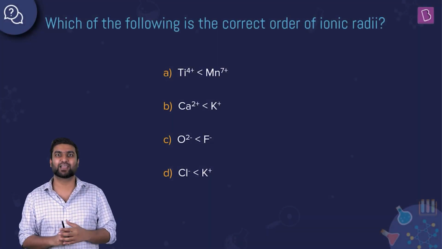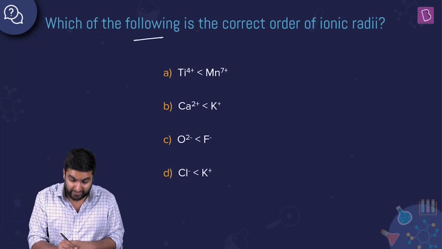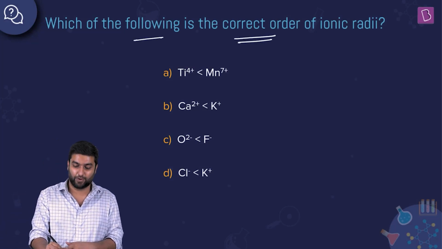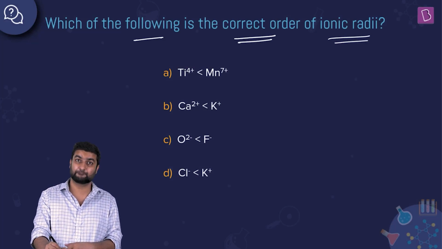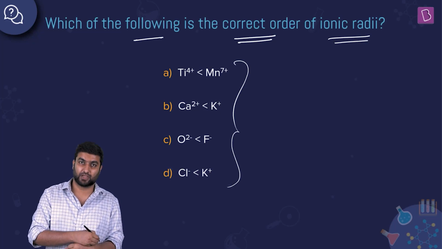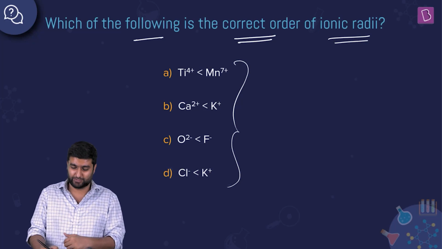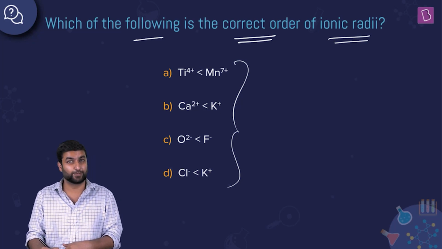All right, let's look at this question. Let's see what do we have. It's saying which of the following is the correct order of ionic radii? Okay, so it's given us a couple of ions, couple of orders. This is what we have to do. So this has taken us back to the chapter periodic properties.